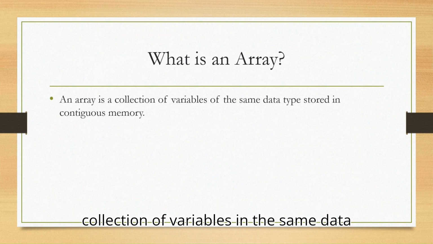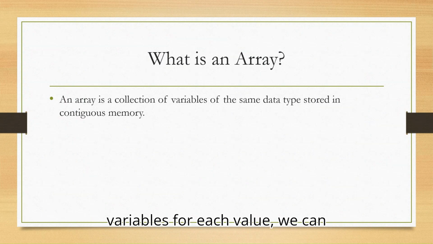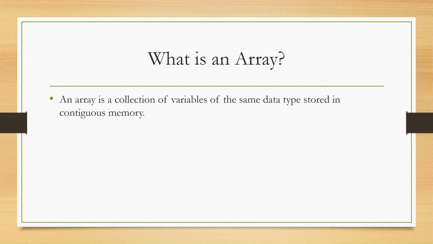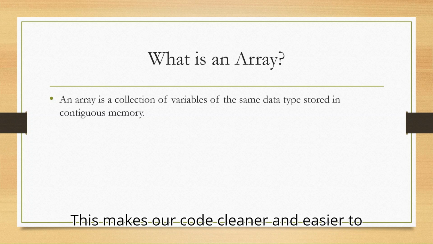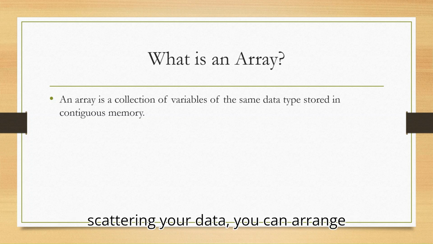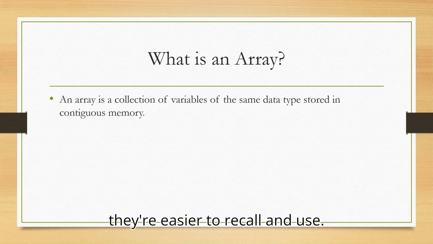An array is a collection of variables in the same data type stored in contiguous memory locations. Instead of creating separate variables for each value, we can store all these values in a single array. This makes our code cleaner and easier to work with. It's like instead of scattering your data, you can arrange it in a continuous order so that it's easier to recall and use.